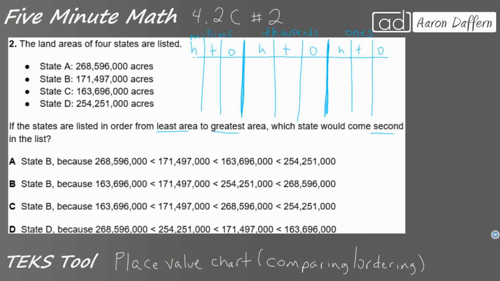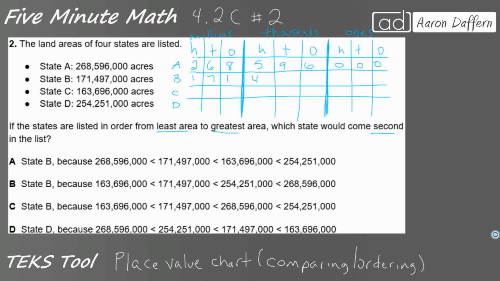And so let's list each of these. I've got state A, B, C, and D, so I'm just going to draw a few horizontal lines to keep them separate. We're going to build our numbers, and this is going to make it really easy for us to first go from least to greatest and then find the second number on the list. So that would be the second smallest. Since we know that they all have 9 digits, we can just build nine, straight from the left digit, or 100 millions place, 268,596. We're going to use all 9 digits.